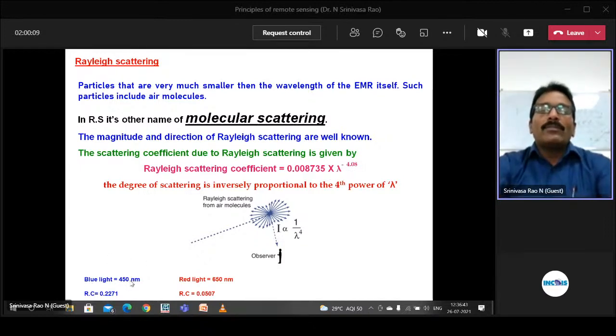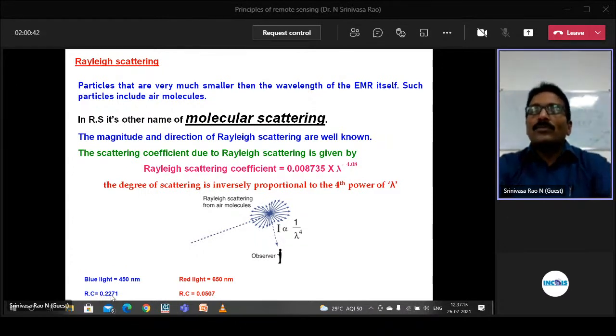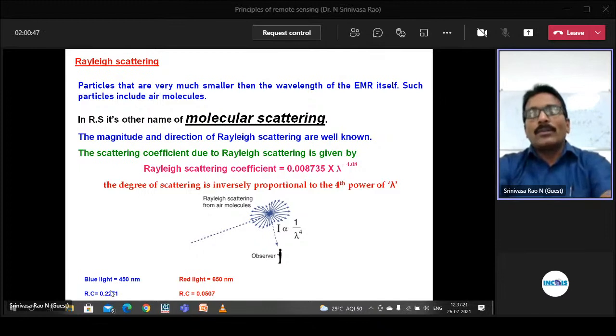Now if you see blue light wavelength, 400 to 500, the middle of that is 450 nanometers. The Rayleigh scattering coefficient, if you calculate with this equation, is 0.2271. For red light at 650 nanometers, if you substitute this wavelength, the Rayleigh coefficient is 0.0507. That means this is the bigger value; multiplied by 100, it comes to 22%, while the other is only 5%.